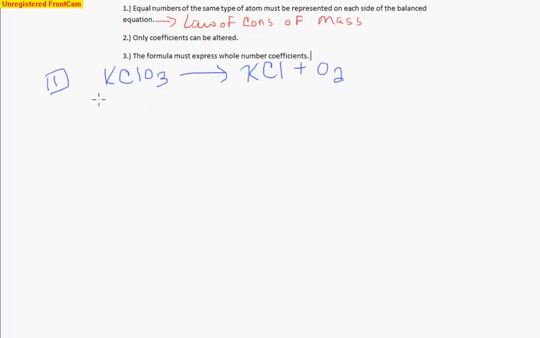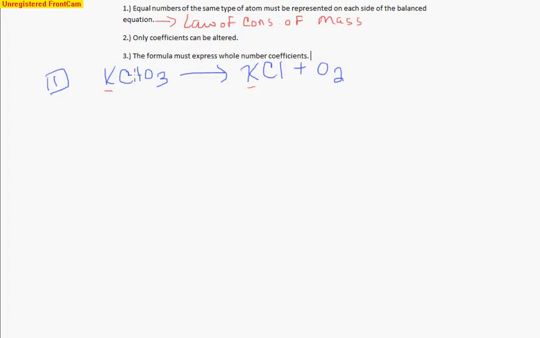So, as I said, I like to take each element one at a time. If we look at this, we see that we have potassium, chlorine, and oxygen. Those are the three types of elements on each side of the equation. Right off the bat, I see that I have one potassium atom on the left-hand side of the equation, and I also have one on the right-hand side. So that's good. We have the same on both sides, and now we can move on.